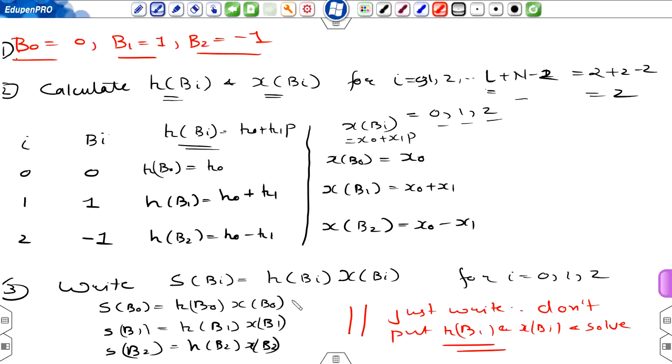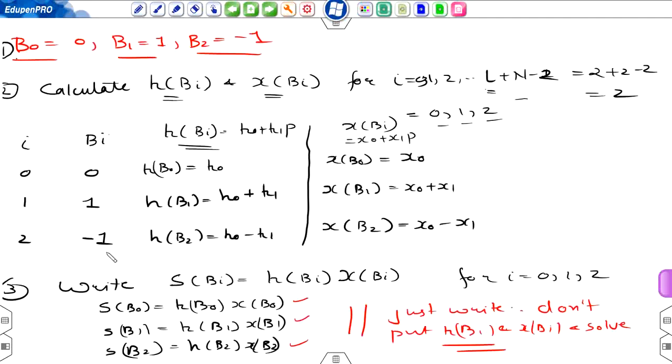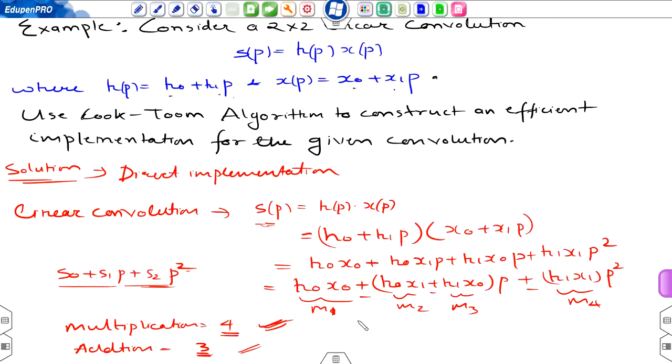At this point you can see that the total number of multiplications is 3. You need to evaluate s of beta 0, s of beta 1 and s of beta 2. Only 3 multiplications are needed. One is h of beta 0 into x of beta 0, second is h of beta 1 into x of beta 1, and third is h of beta 2 into x of beta 2. Earlier there were 4 multiplications.